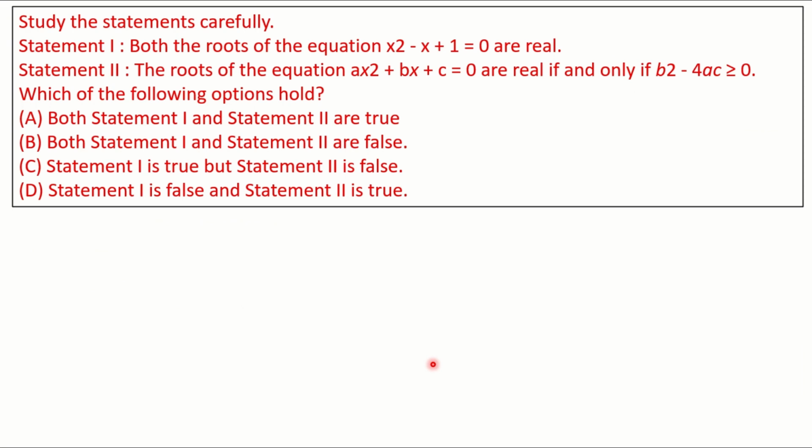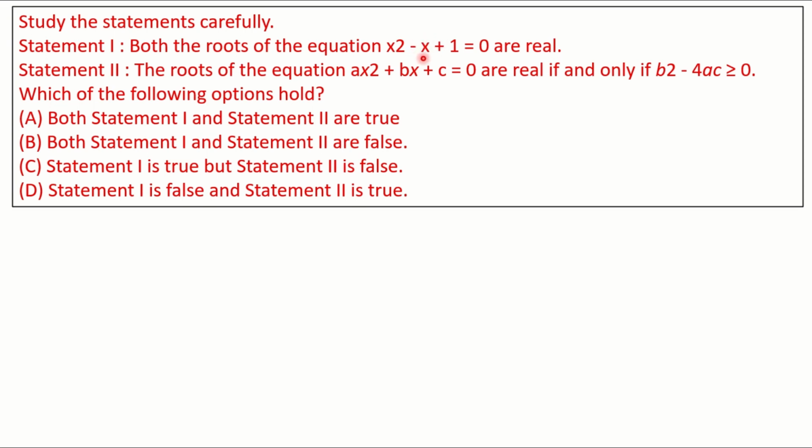Statement 1: both the roots of the equation x square minus x plus 1 equal to 0 are real. Let's find out. Statement 2: the roots of the equation ax square plus bx plus c equal to 0 are real if and only if b square minus 4ac is greater than or equal to 0. Statement 2 is straightforward, you can tell it is true because this is the discriminant and it should be greater than or equal to 0 to get real roots. Otherwise, you will get imaginary roots. So statement 2 is true.